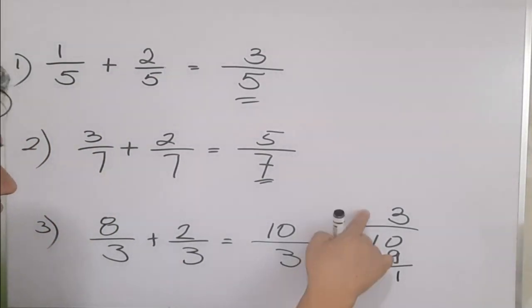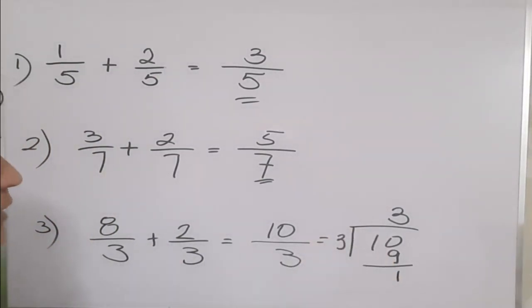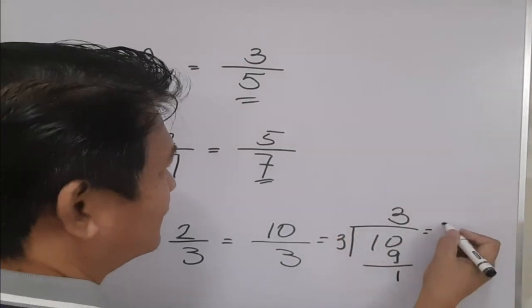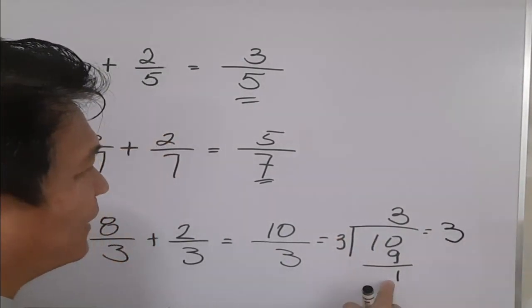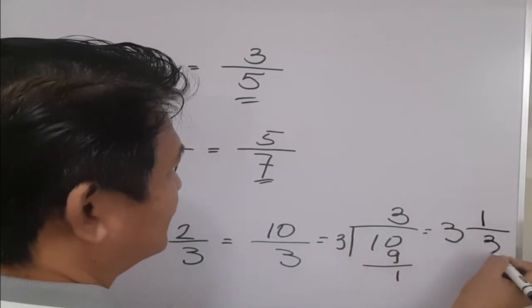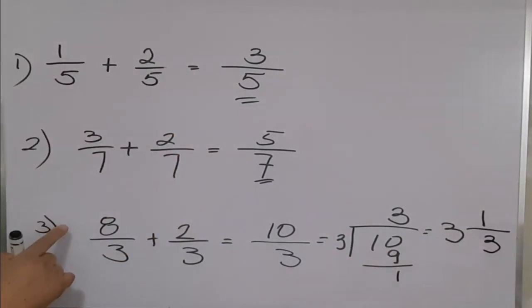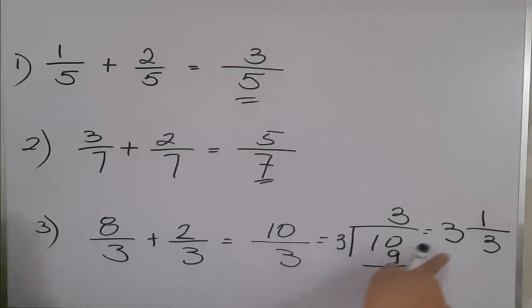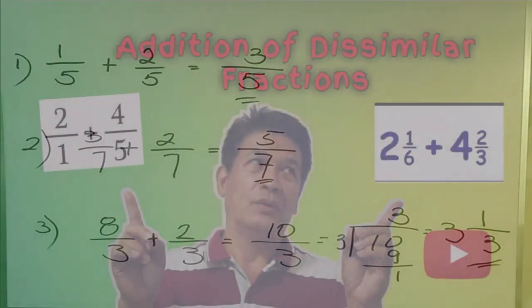So, 3 remainder 1. So, ang final answer natin ay ito ang ating whole number, 3. Ito ang ating numerator. Ito ang ating denominator. So, 8/3 plus 2/3 is equal to 10/3 or equal to 3 1/3.